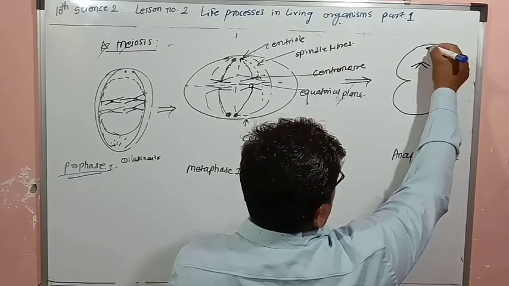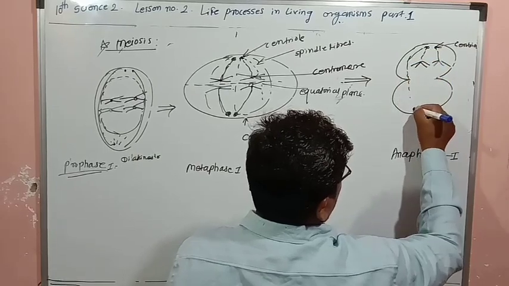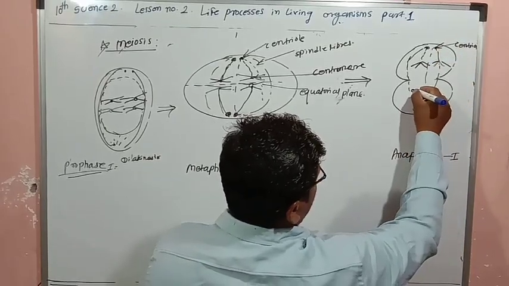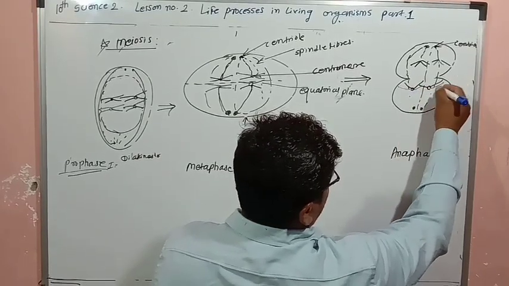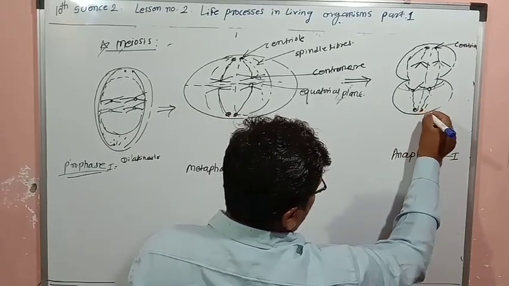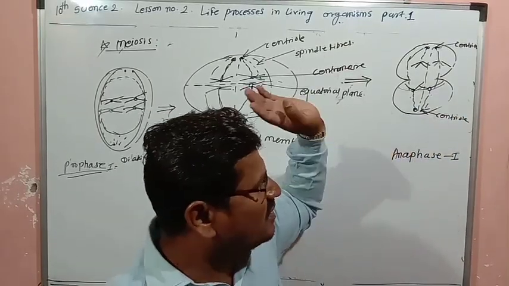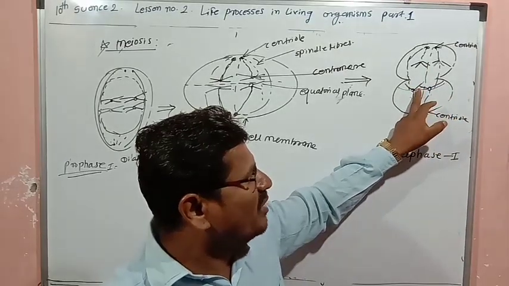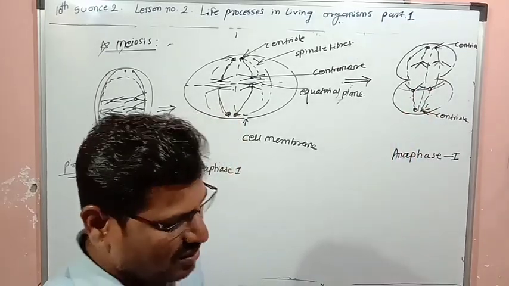Here centriole is there. Here also centriole. So these chromosomes are pulled towards the opposite poles. In this anaphase, which changes take place, I will tell orally only. So in the anaphase, whatever centromere is there, it will split, and the sister chromatids are pulled towards the opposite pole. So two chromosomes are pulled in upward direction, two are pulled in downward direction.